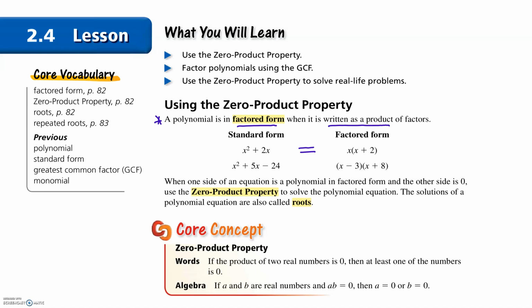We just take out the greatest common factor x and write it in its factored form. So we've taken the standard form, written it as a product. The quadratic, x squared plus 5x minus 24, can be written as x minus 3 times x plus 8. So the quadratic can be written as a product of two binomial factors, and this is referred to as the factored form, written as a product. So standard form versus factored form. Make sure you're familiar with those.